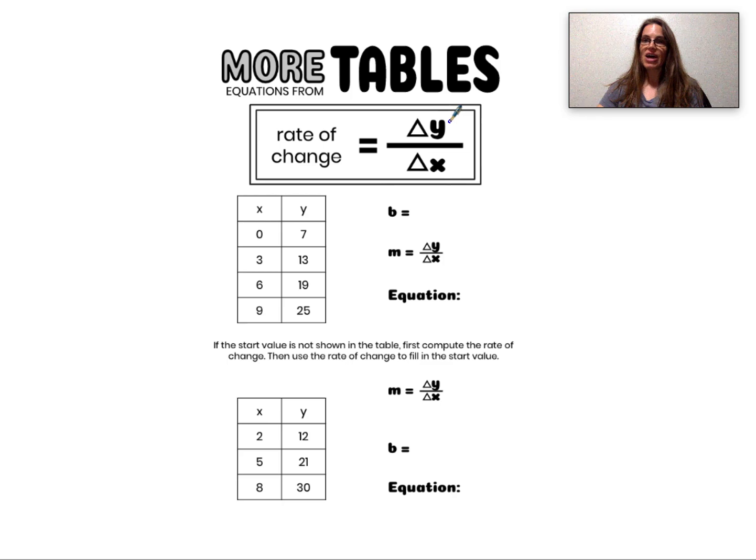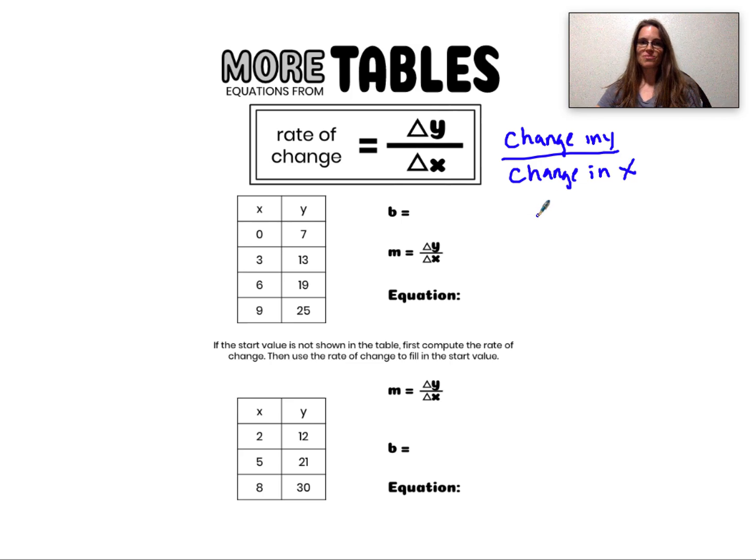The rate of change is found using this formula, which is read delta y over delta x. This little triangle is a delta. So delta y over delta x. Delta means change in. So I'm going to find the change in y and divide it by the change in x. This will give me my rate of change.